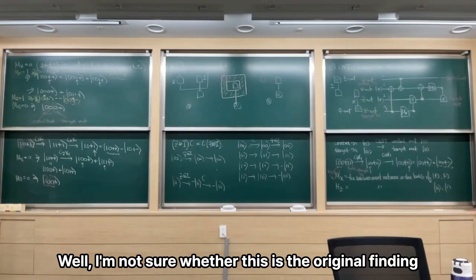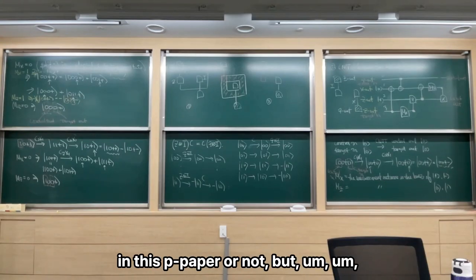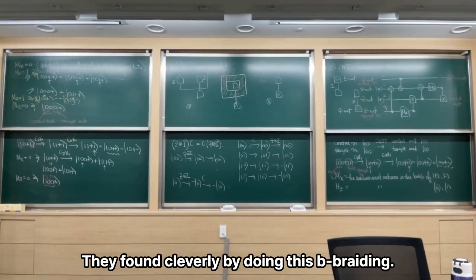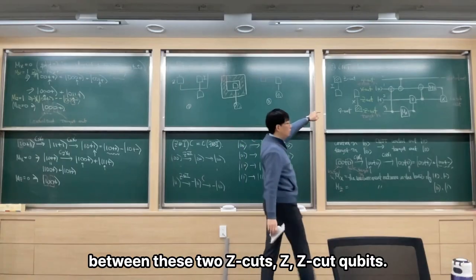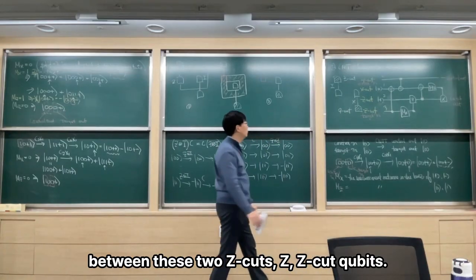I'm not sure whether this is the original finding in this paper or not, but they found this. They found cleverly by doing this braiding, they can make a CNOT gate between these two Z-cut qubits.